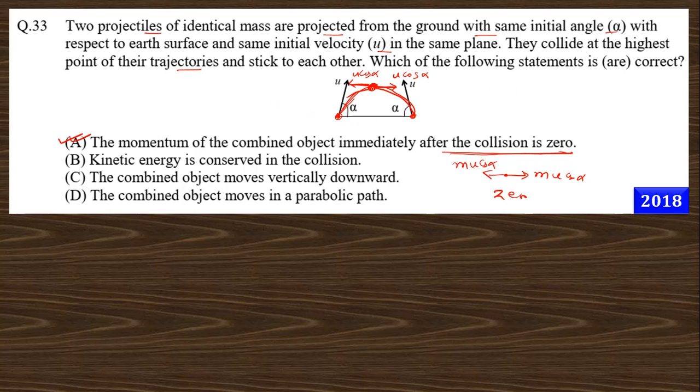After that, since there is no horizontal velocity, they cancel out because they have identical mass, that is, the masses are equal. So with no horizontal velocity, after the collision they move downward. The combined object moves vertically downward. So the answer to this question is options A and C. Options A and C are the correct answer.